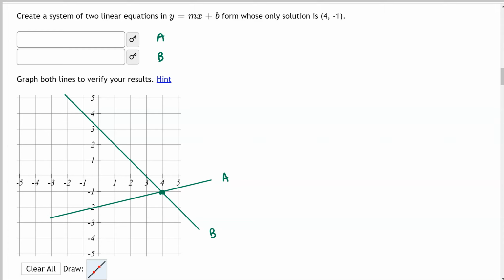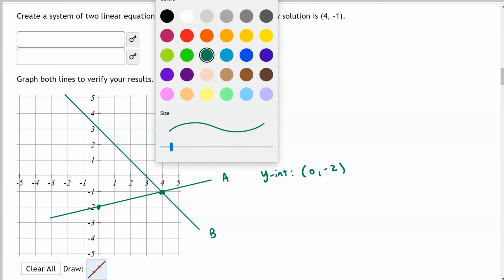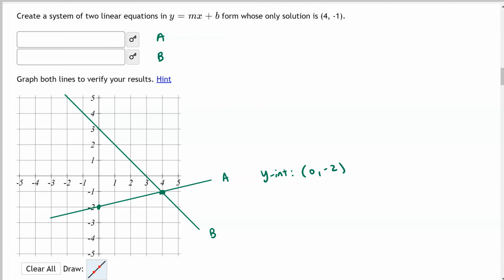So look at line A. Our y-intercept is the point (0, -2), and our slope, we can identify that by going from this point, counting up 1, and then we're going 1, 2, 3, 4 units to the right. So our slope here is 1/4. So the equation that we would want to create then would be y equals 1/4 x minus 2.